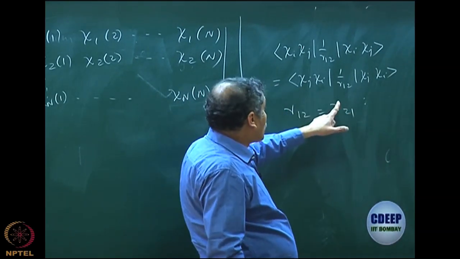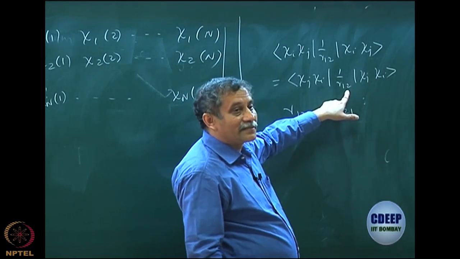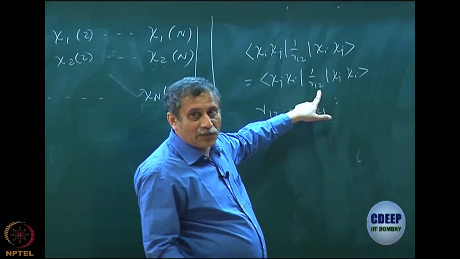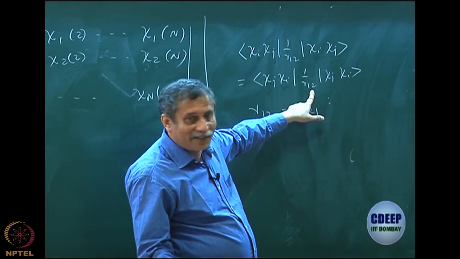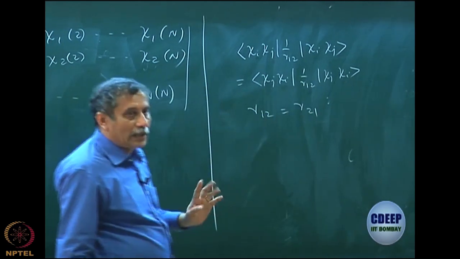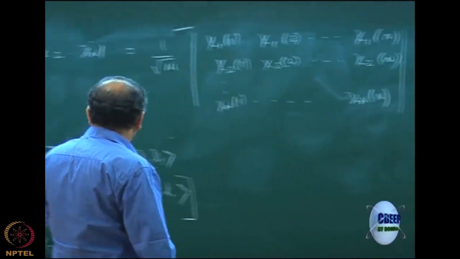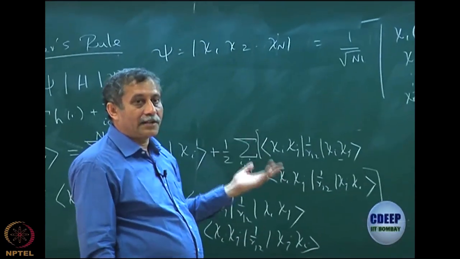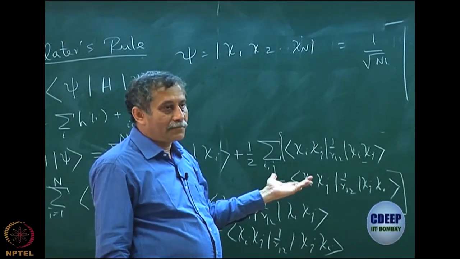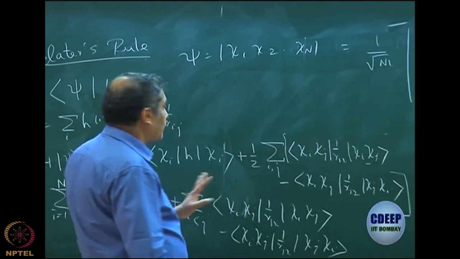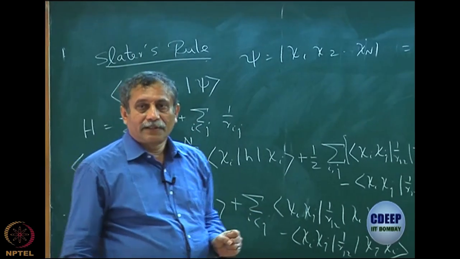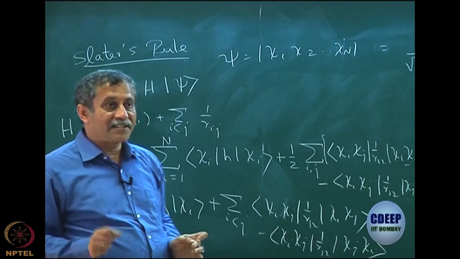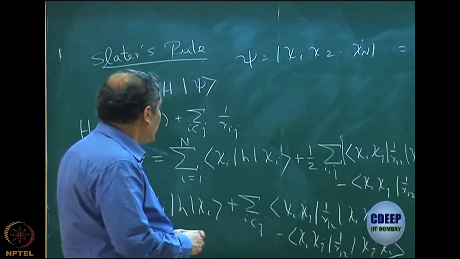It is sometimes not obvious because I am not interchanging this, but it is actually implied that it is r 2 1, because r 1 2 is the same as r 2 1. That is why for all these integrals, for i less than j and i greater than j, both Coulomb and exchange together are equal. Each of them is equal, so I can write only one pair. Is it clear? At this stage, please understand the symmetry, very, very important.